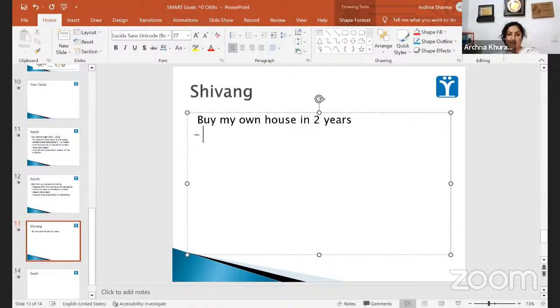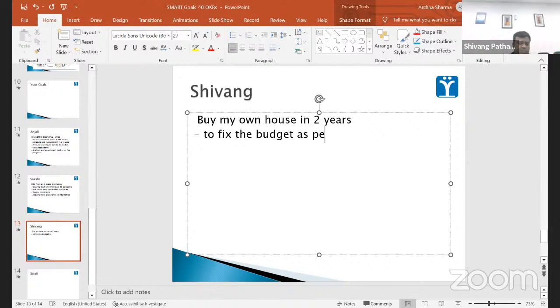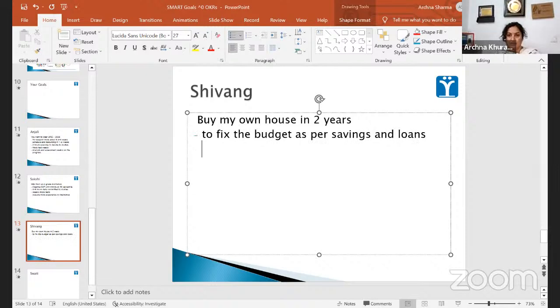और इसके लिए क्या क्या करने वाले हैं? पहले तो सर्च करना पड़ेगा प्रॉपर्टी। पहले तो फिक्स करना पड़ेगा ना, बजट कितना है आपका? कितना बजट है? So what is the budget? So you will do that first, right? Fix the budget as per savings and loans. You have to take loan for that. Okay.